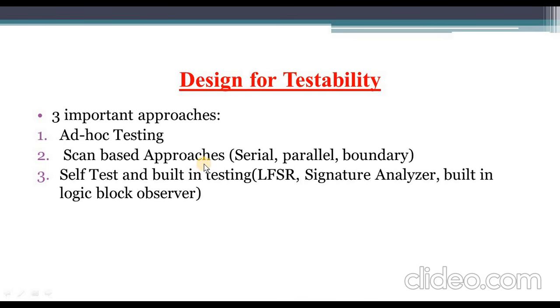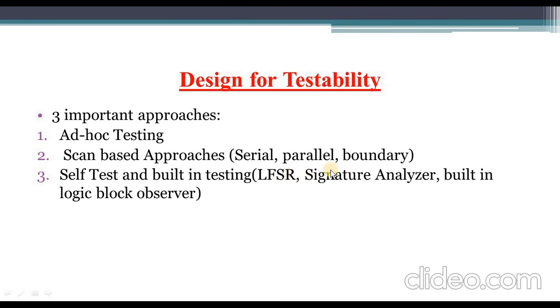So in case of scan-based approaches, we have serial scan, parallel scan, and boundary scan. Whereas in case of self-test and built-in testing, we have another classification. The first one is LFSR, that means linear feedback shift register. It is also called the pseudo random sequence generator. Another name for LFSR is pseudo random sequence generator.